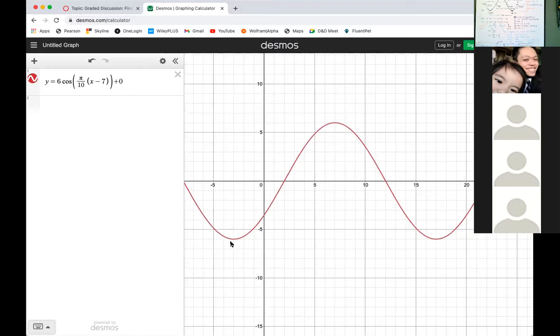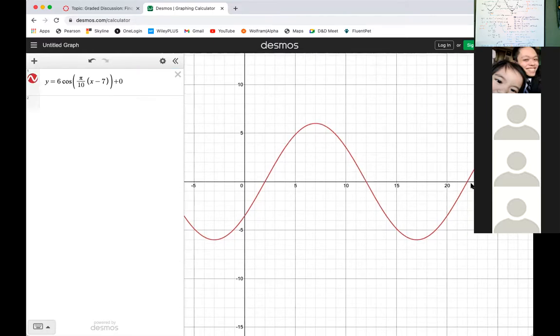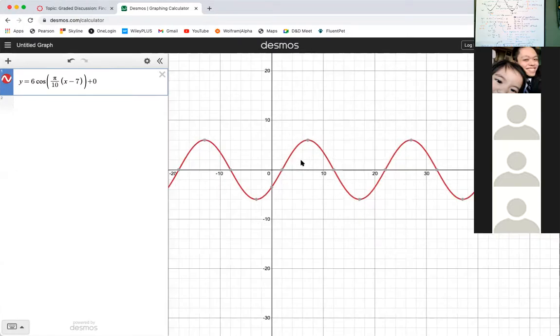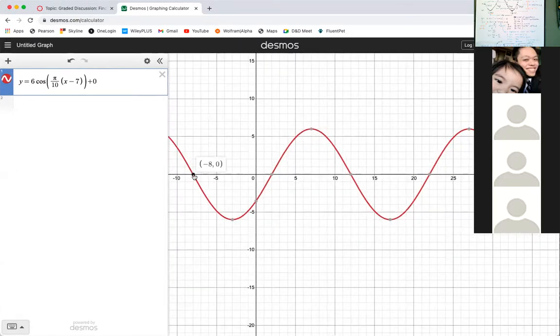We get the same points that we have: (-3, 6), (2, 0), (7, -6), (12, 0), (-17, 6). Oh, dang it. I forgot that when you move it, it erases all the points that you labeled. So there's the point (22, 0). I wanted to get this next point up there, (27, 6), so we can see. And we also get the (-8, 0) that we found.